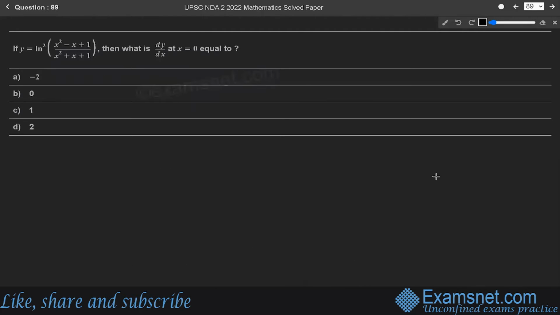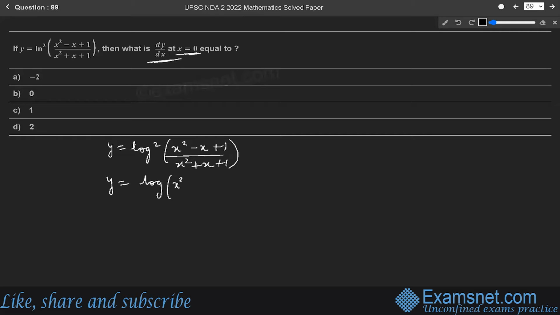Next question is: y is equal to log square of x square minus x plus 1 upon x square plus x plus 1. Then what is dy by dx at x is equal to 0? This is the most important part, at x is equal to 0. This expression can be written as log of x square minus x plus 1 upon x square plus x plus 1, whole square. This square will go to the outside of the bracket.